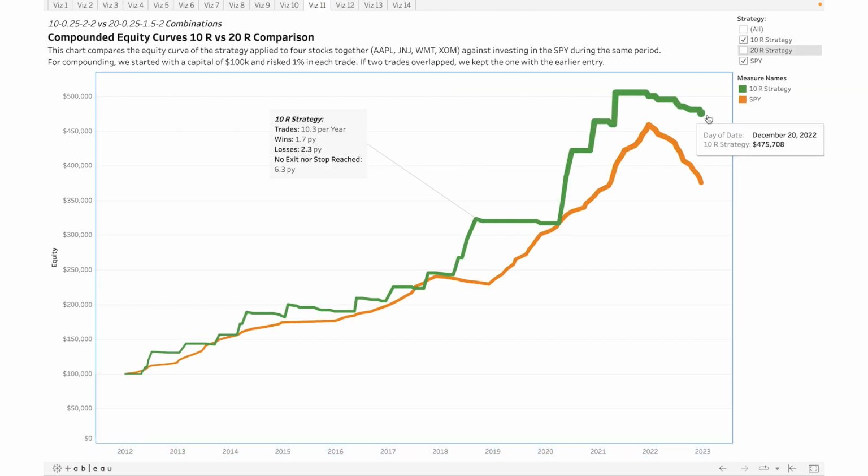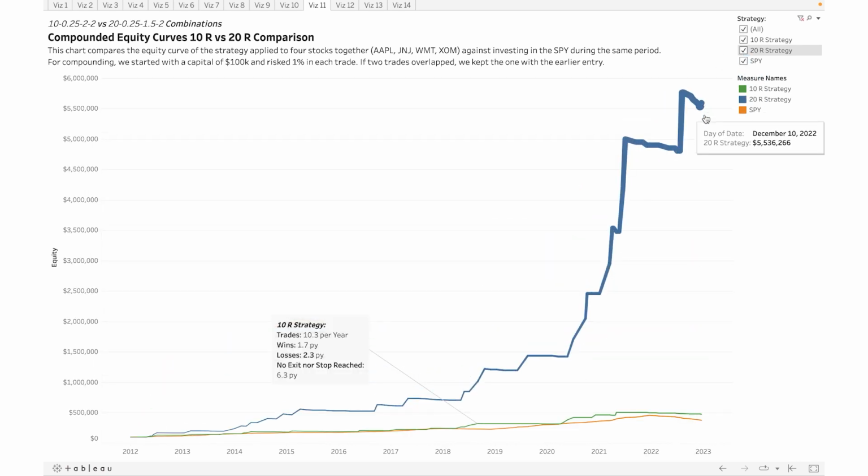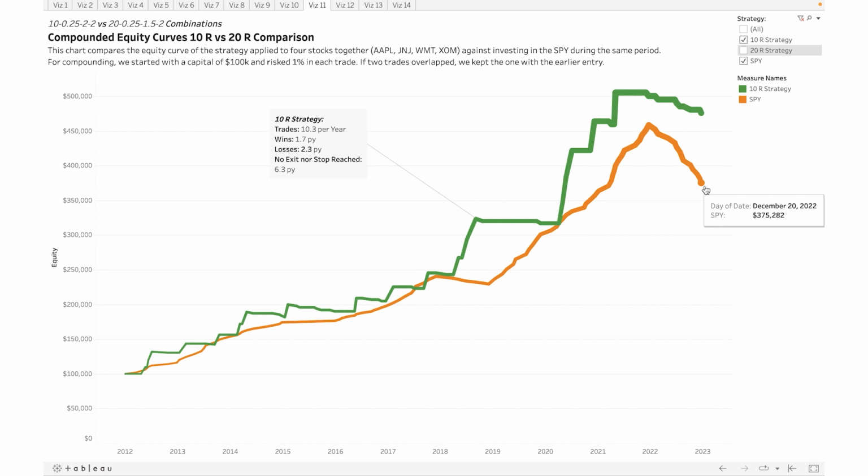And here we have the result. We can see that although it is a very profitable strategy that gave us a profit of 475k, compared to the 20R combination, it falls significantly short. To be honest, it is not far away from the S&P either, so in this case I think investing in the S&P would have been the best option.